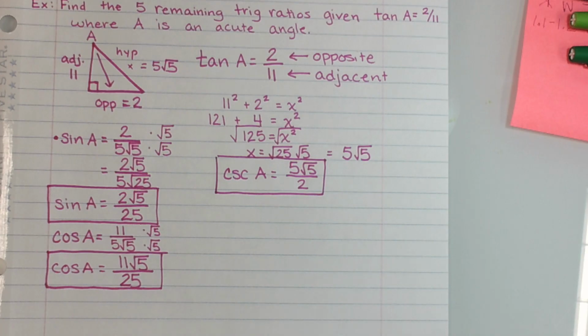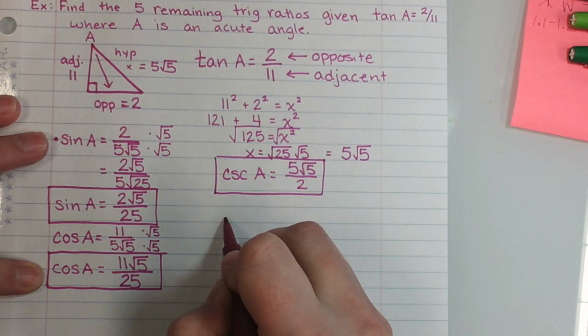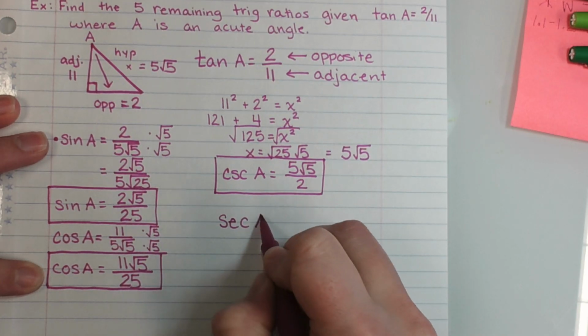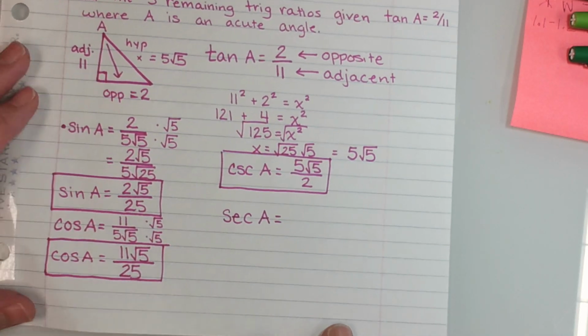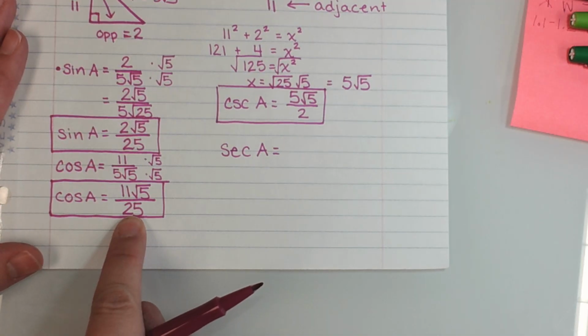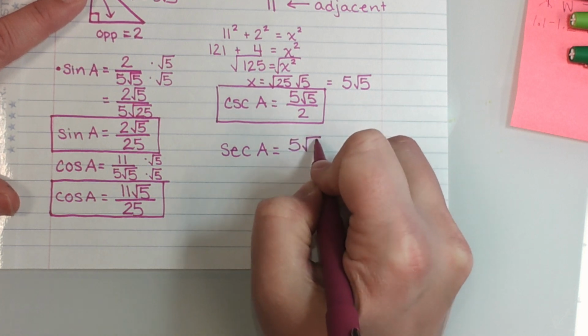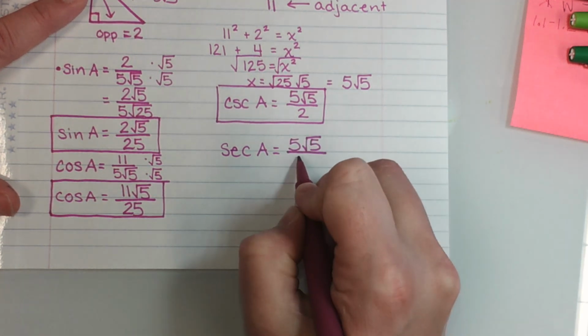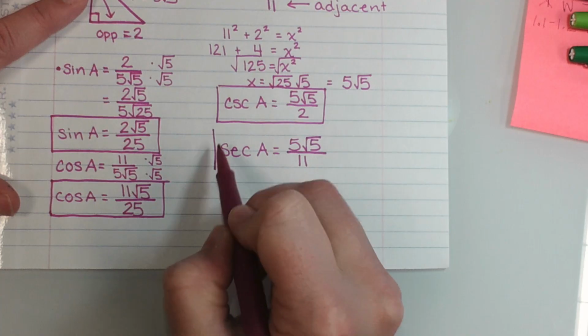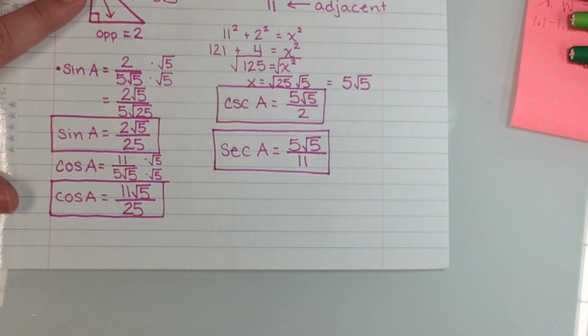I need 2 more. What's cosine's reciprocal? Secant. S-E-C. I could flip this one, but it's better off to flip the original one. Save myself the headache. 5 square roots of 5 over 11. It's the last trig ratio.